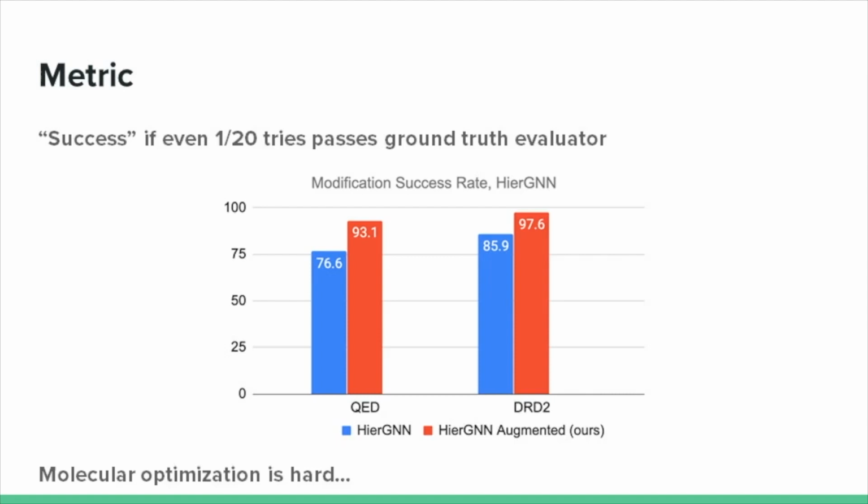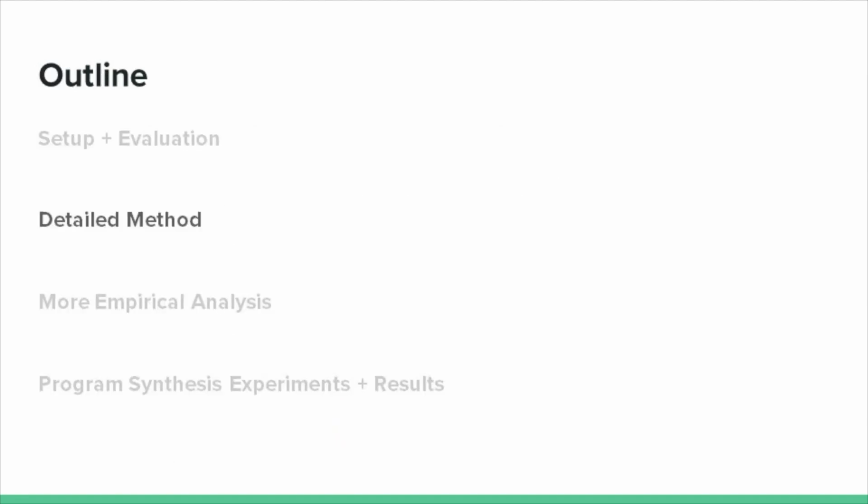But even with this 1 in 20 definition of success, if you look at this graph of results for the previous state-of-the-art HierGNN model, which I reproduced from before, the blue baseline HierGNN is still far from perfect on both tasks, which just goes to show how difficult molecular optimization really is.